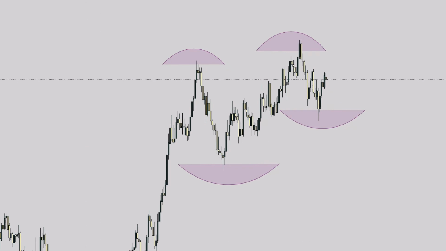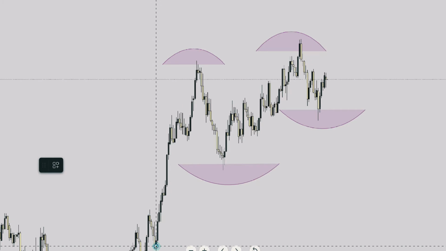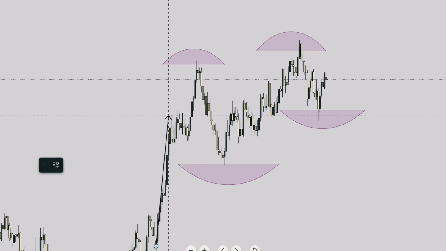So we'll add some more arrows here since we have some more details. So here's that bullish push that I marked up on the weekly time frame.